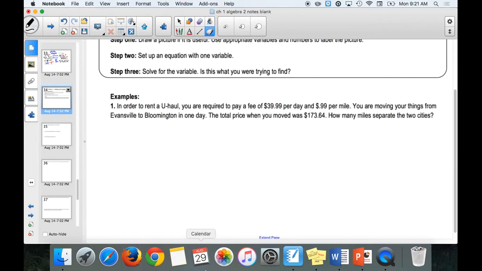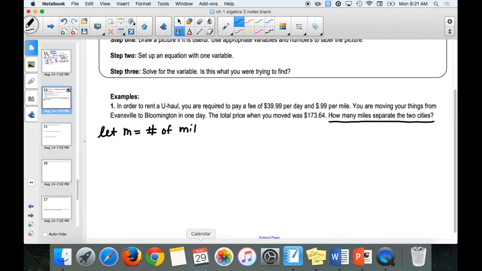All right, so we're going to set it up. Usually what it says at the very end, how many miles separate the two cities, usually in these basic story problems, that is what you're going to let your x or n or whatever be. So we're going to say let m equal the number of miles between those two cities.